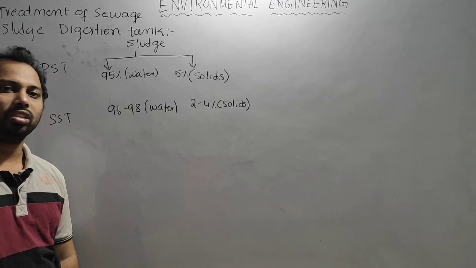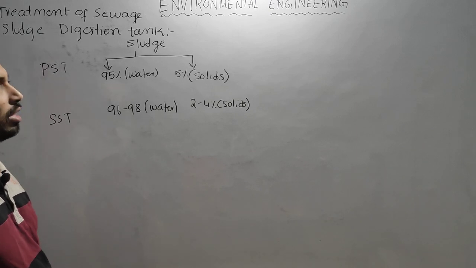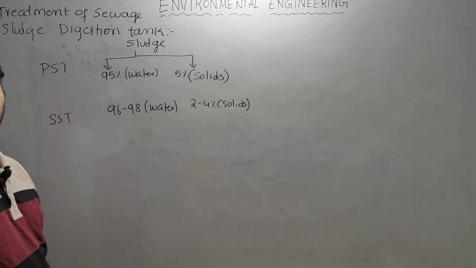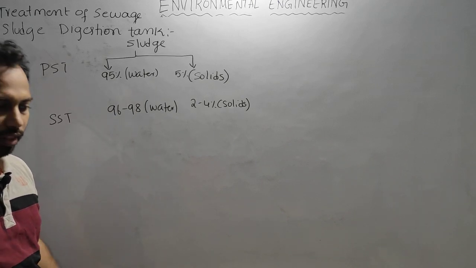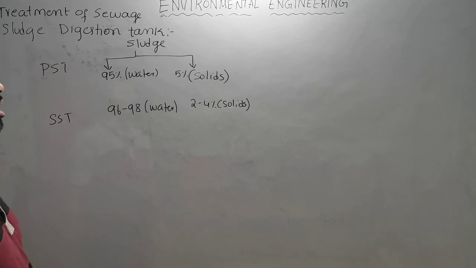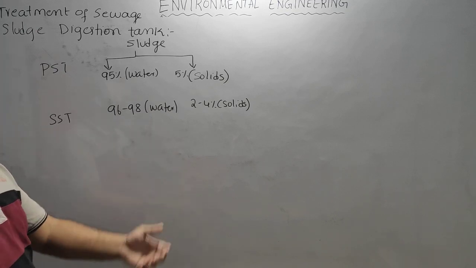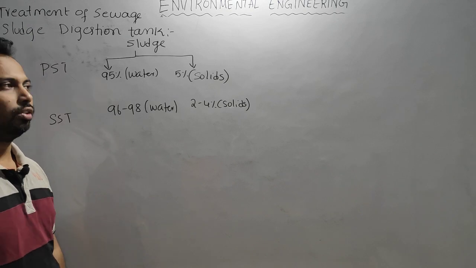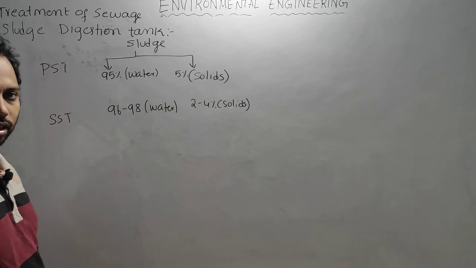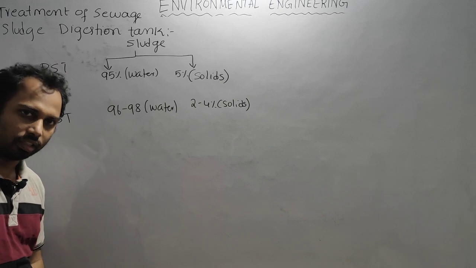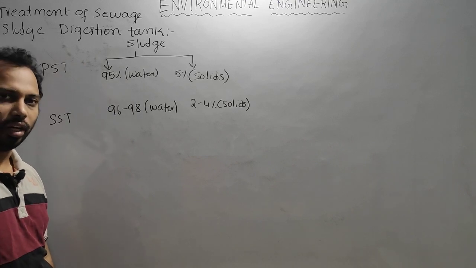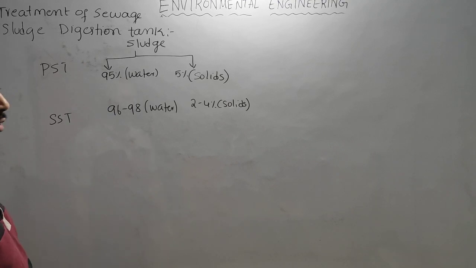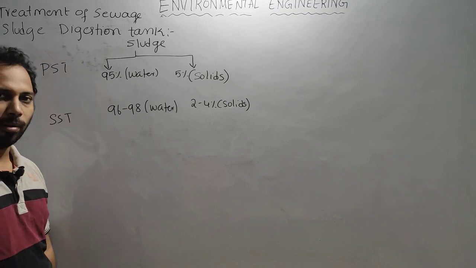Generally, we use sludge thickeners. We call them sludge thickeners. So these sludge thickeners will reduce the volume of the sludge. It will thicken. It will increase the density of the sludge, by which the volume of the sludge reduces. So that the sludge digestion tank or sludge digester volume can be reduced. It will reduce the cost, and you can treat more sewage in less time if you reduce the volume of the sludge.